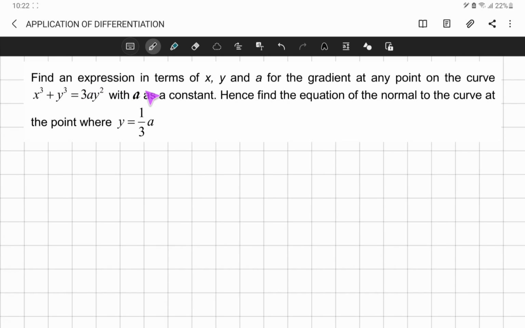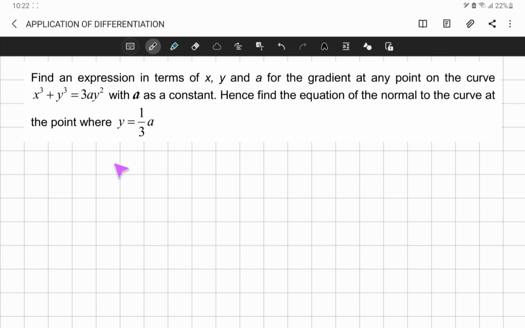Find an expression in terms of x, y, and a for the gradient at any point on the curve x cubed plus y cubed equals 3ay squared, with a as a constant. Hence, find the equation of the normal to the curve at the point where y equals 1 over 3a.